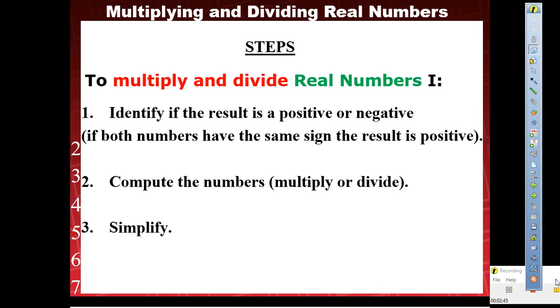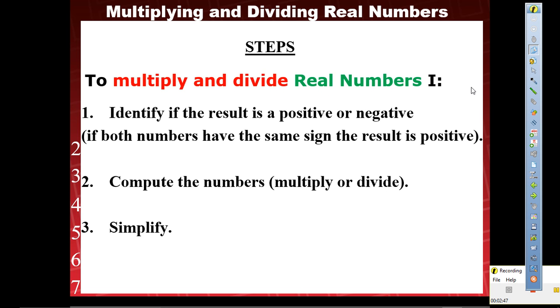Copy that. So 3 easy steps. Number 1, identify if the result is positive or negative. The only rule that you need to remember is what? If they have the same sign, the answer is positive. And obviously, if they don't have the same sign, the answer is what? Negative. Okay? From there, you compute, which is multiply or divide, and at the end, simplify.